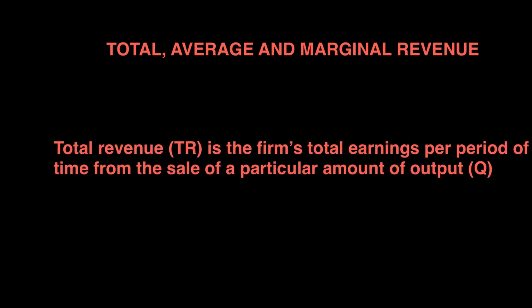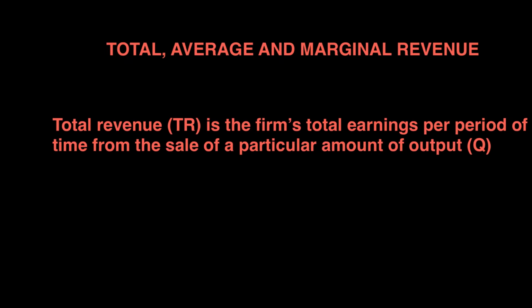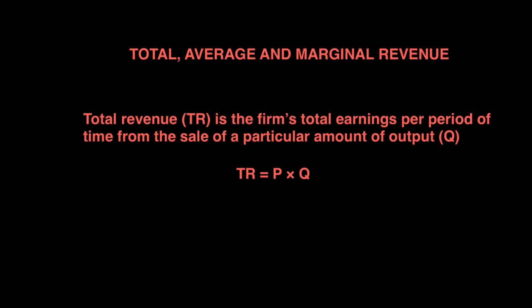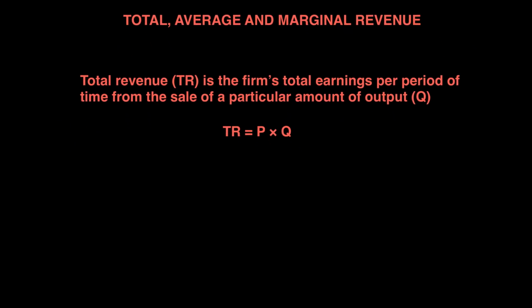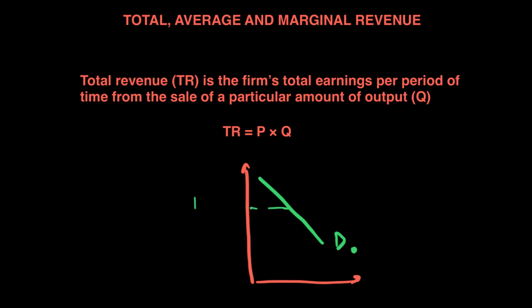Total revenue is the firm's total earnings per period. We say that total revenue is simply price times quantity. If I draw a demand curve like this, then total revenue is simply P naught times Q naught. That would be this area under the price and for that quantity Q naught. So total revenue is the revenue that we get from selling a particular quantity of output.